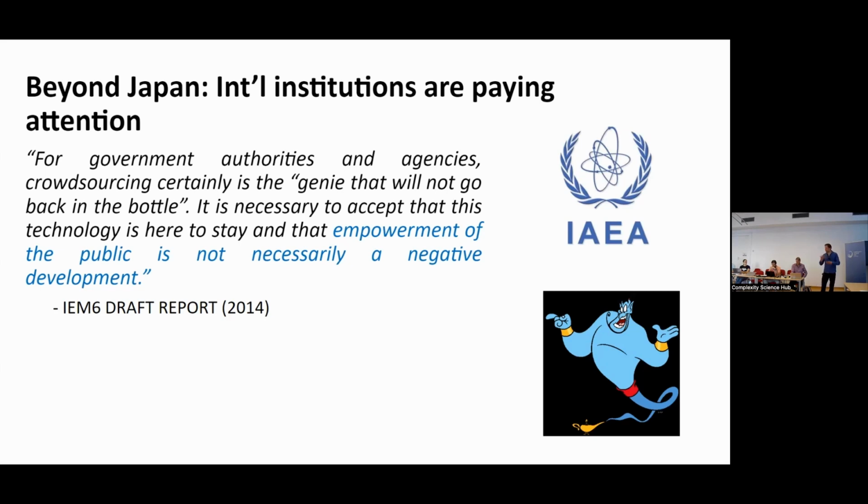And a report that was generated by the IAEA after this meeting stated this, right? So for governments, authorities and agencies, crowdsourcing certainly is the genie that will not go back in the bottle. It is necessary to accept that this technology is here to stay and that empowerment of the public is not necessarily a negative development. It's interesting, that framing, right? How that shifts the dominant mindset, especially in a very closed world, which the nuclear world fairly is.